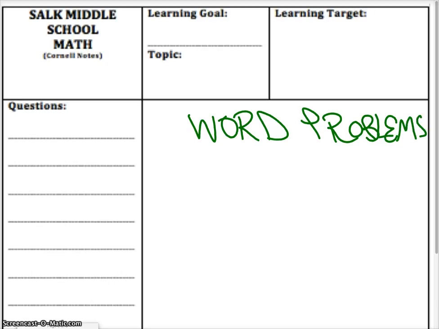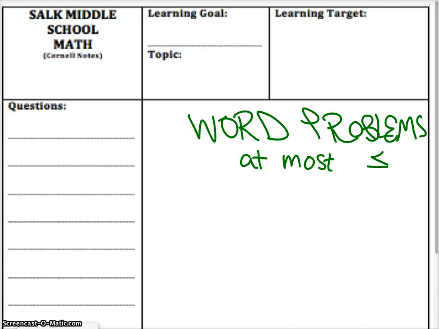I do want you to know that there's common vocab words. There's at most. So it's going to say at most the bus can fit 70 kids. Is that greater than 70 or less than 70? If a bus can at most put 70 kids in there, does that mean there can be more than 70 kids or less than 70? Less than or equal, yes.